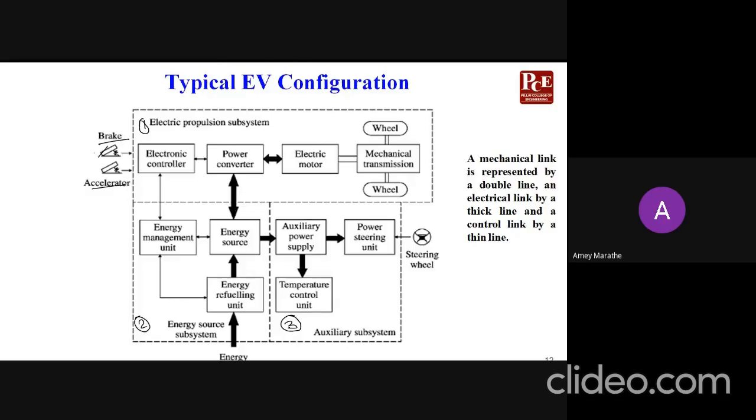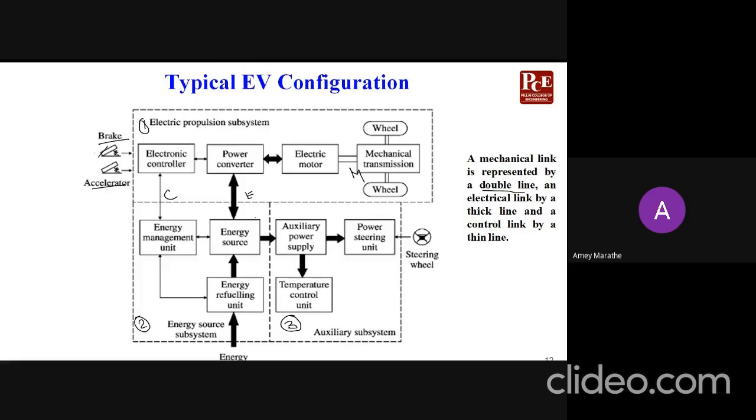Okay, so you see, I have written here, a mechanical link is represented by a double line. So wherever you see a double line, this is a mechanical link. And an electrical link is represented by a thick line. So this is an electrical link. And a control link is connected by a thin line. So this is a control link. So basically, this is how a typical EV configuration looks like.